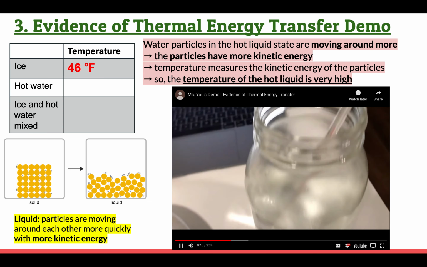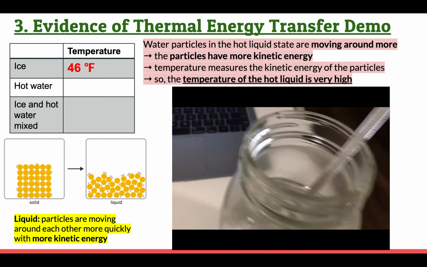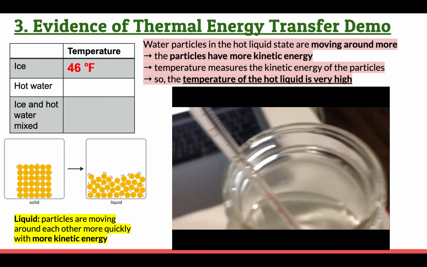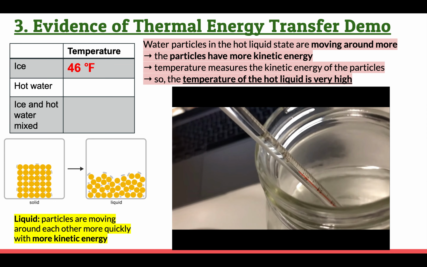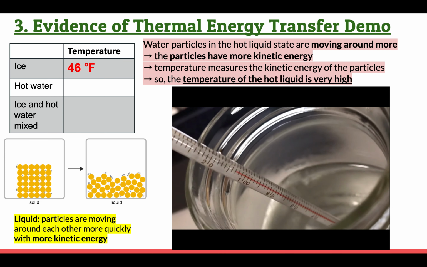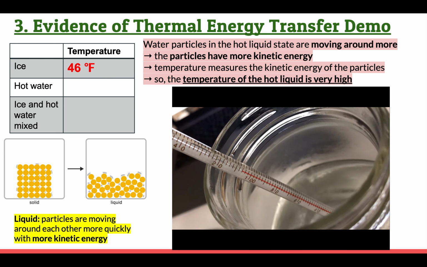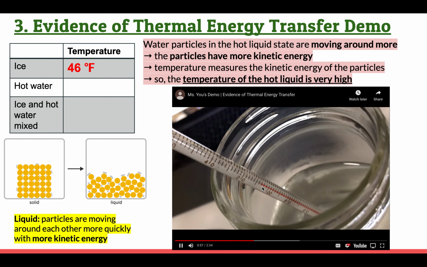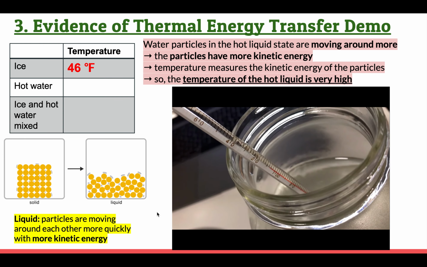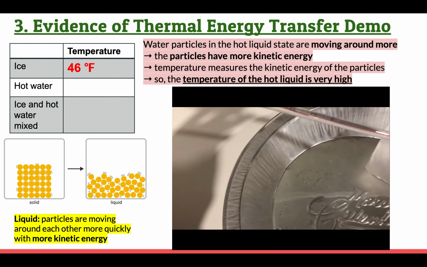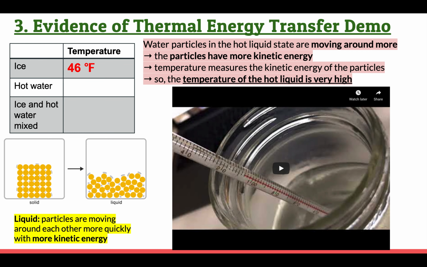And now we're going to look at the temperature of this hot water. The thermometer tells us that the temperature of the hot water, let's see, is a little over 100 degrees Fahrenheit. So it is 106 degrees Fahrenheit. This is the temperature of our hot water, 106 degrees Fahrenheit, and the ice cube was 46 degrees.